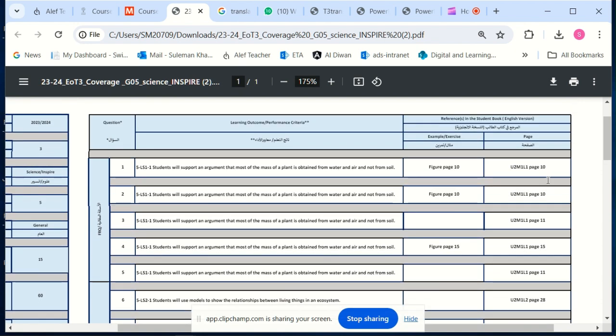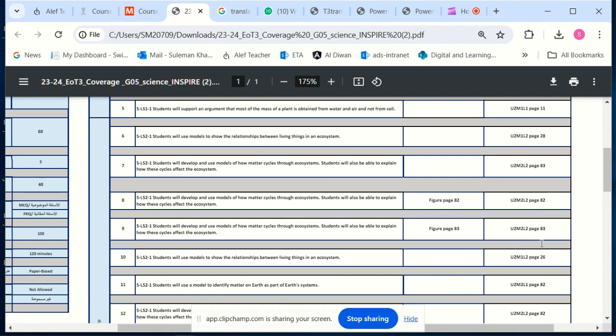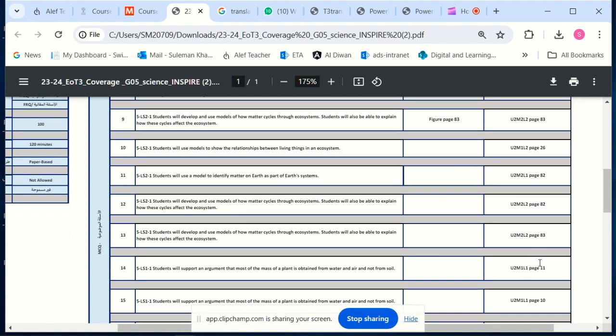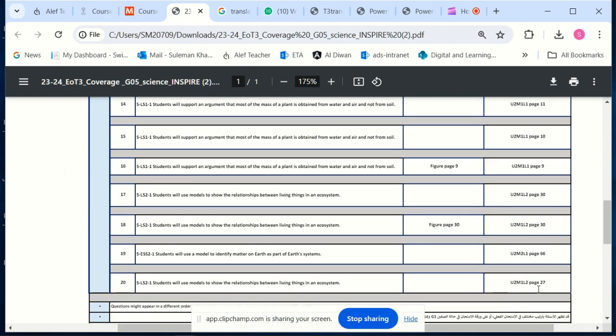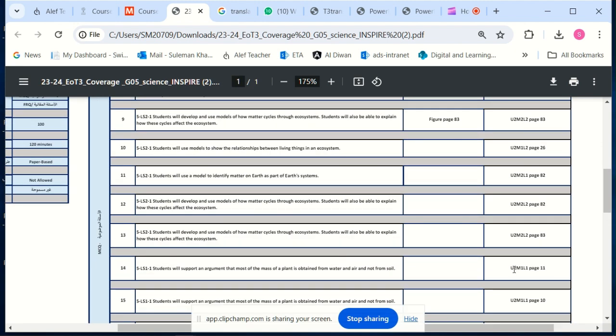11, 15, 11 again, 28, 83, 82, 83, 26, 82, 82, 83, 11, 10, 9, 30, 66, and 27. هذا صفحة رقم in the كتاب. These are the pages you need to do the مراجعة with.